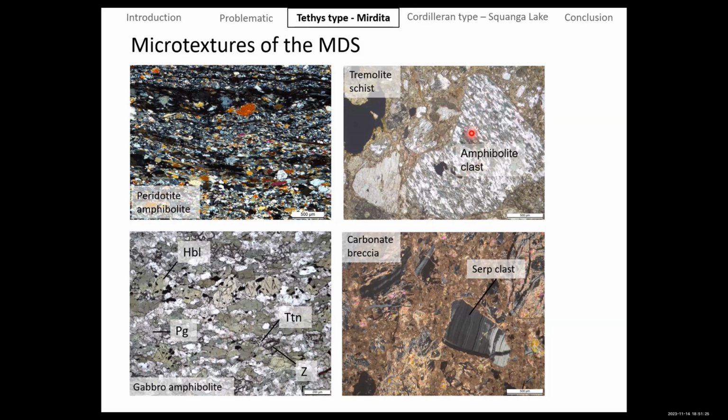So here, just a photomicrograph of a tremolite schist. We see the amphibolite clasts in a matrix of fibrous tremolite wrapping around these clasts. So this would be part of those brittle-ductile shear zones. And we also have some carbonate breccias with serpentine clasts.